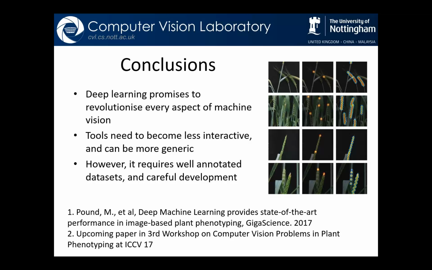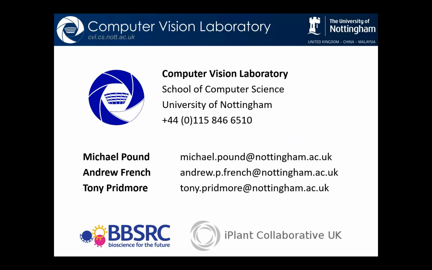And hopefully our tools can become less interactive and more generic, so more automated, and more generic to different species and things as we get better data sets. But we do need good data sets and careful development of these systems, right? If you want a deep network that works on both wheat and rice, you're going to need to collect both of those things as your data, because it won't generalize without that. Okay, so that's all. I will leave it there, and any questions would be great.